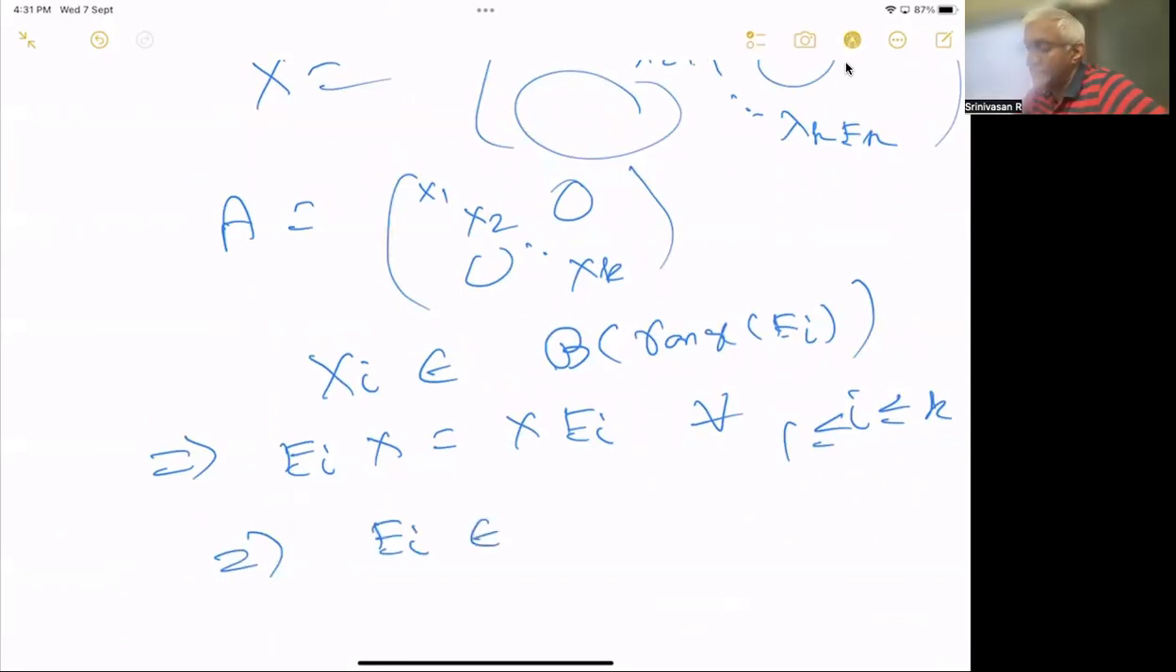Does it follow from each Xi commuting with each Ei? Each Xi will not commute with Xi, it is just an operator. Xi is an operator on the space corresponding to Ei. There is no commuting with that. Ei will commute with every operator on its space.